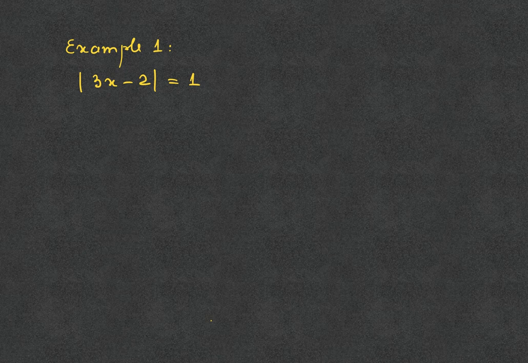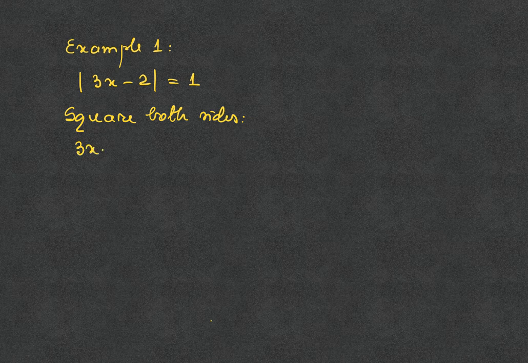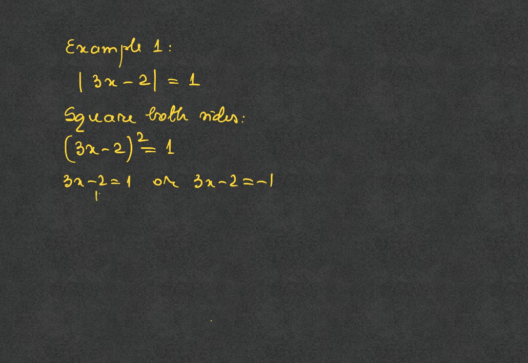There are a few ways to solve this equation. How I'd solve it, I'll square both sides, because I know that when squaring the left-hand side, I get rid of the absolute value. So square both sides. And I get 3x minus 2 squared equals 1. When solving this equation, you can open the bracket and solve it as a quadratic, or 3x minus 2 is 1, or 3x minus 2 is negative 1. So from here I get x equals 1, from here I get x equals 1 over 3.